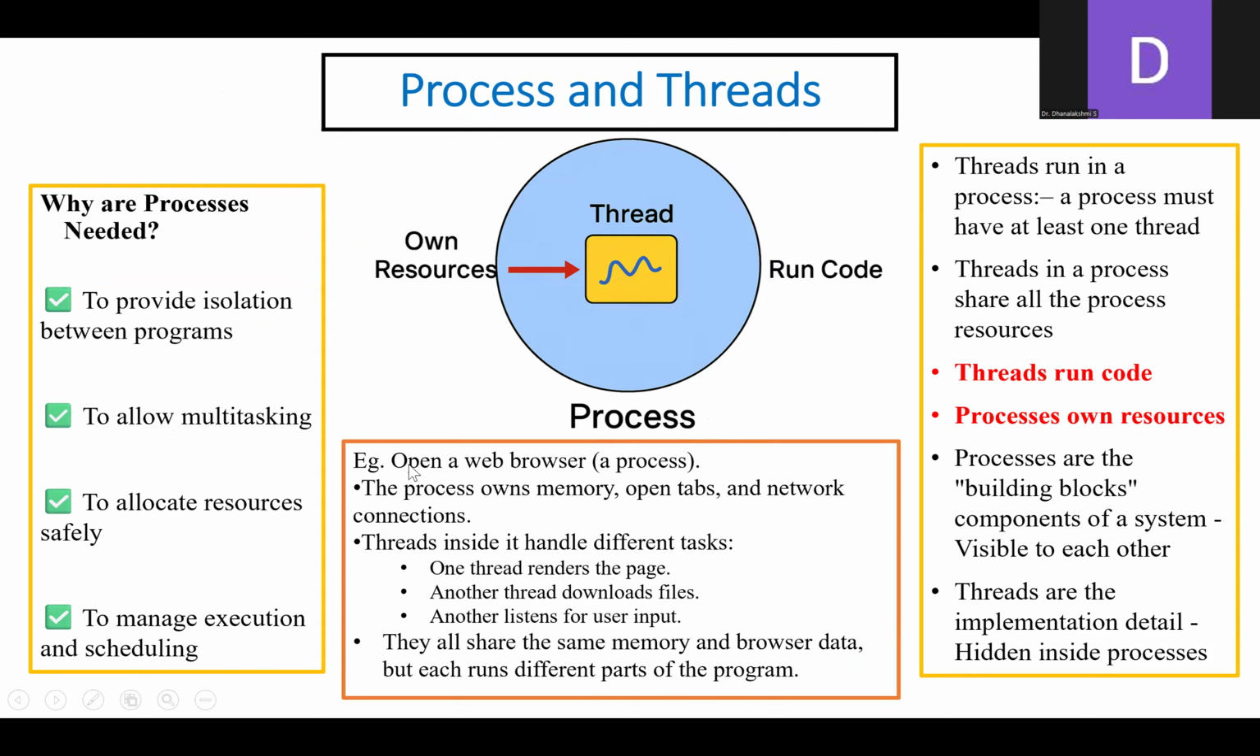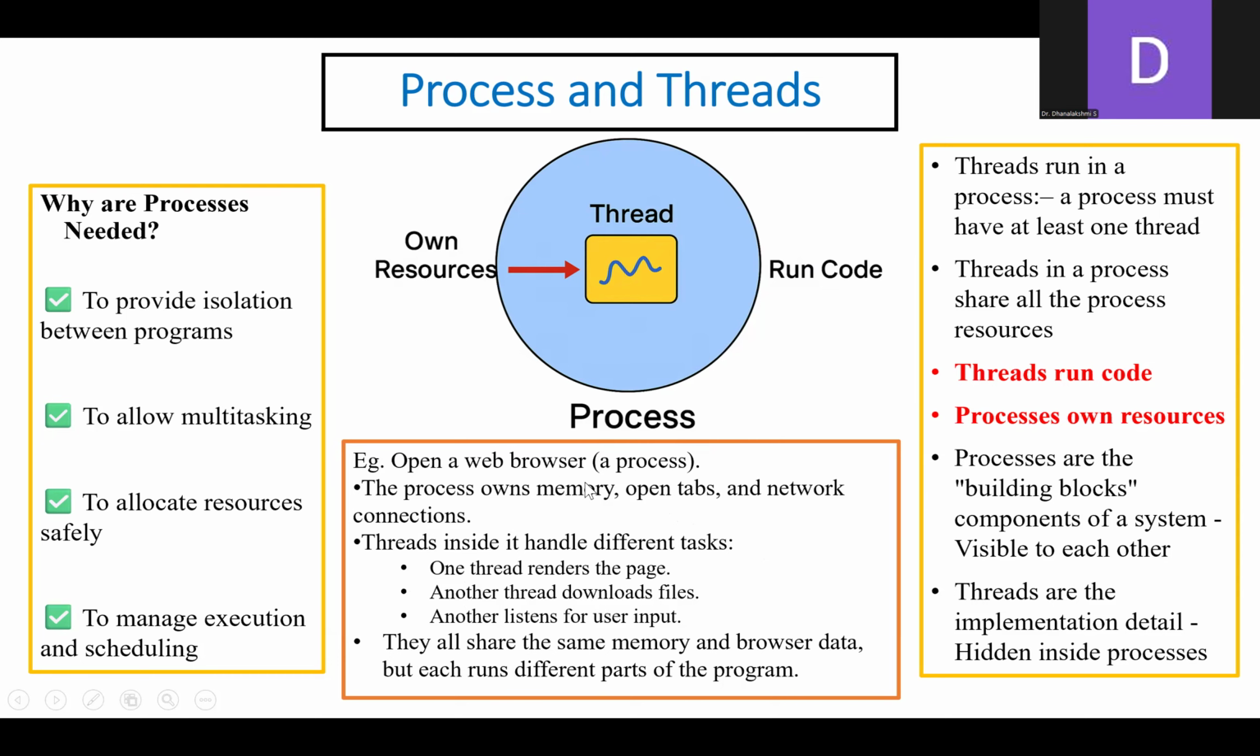Let's take an example. Open a web browser, and it's like a process. The process owns memory, open tabs, and network connections. Threads inside it handle different tasks. Like one thread will render the page, another thread will download the file, and another listens for user input. So they all share the same memory and the browser data, but each runs different parts of the program, right? So this is what a process and a thread are, as an example, when you open a web browser.